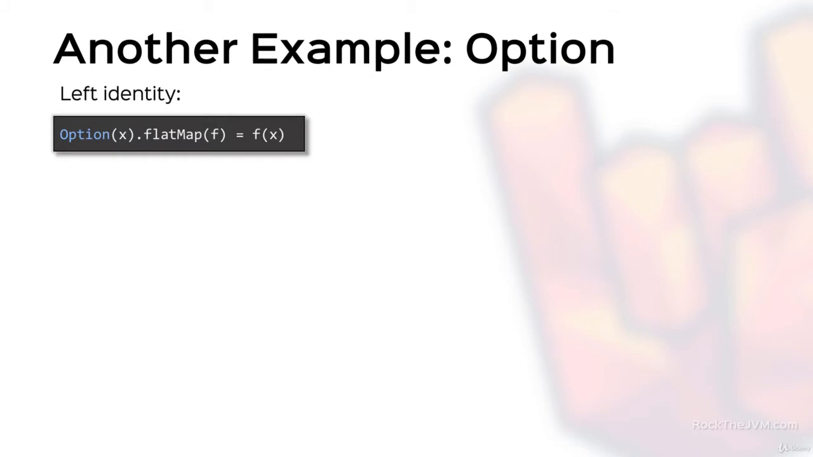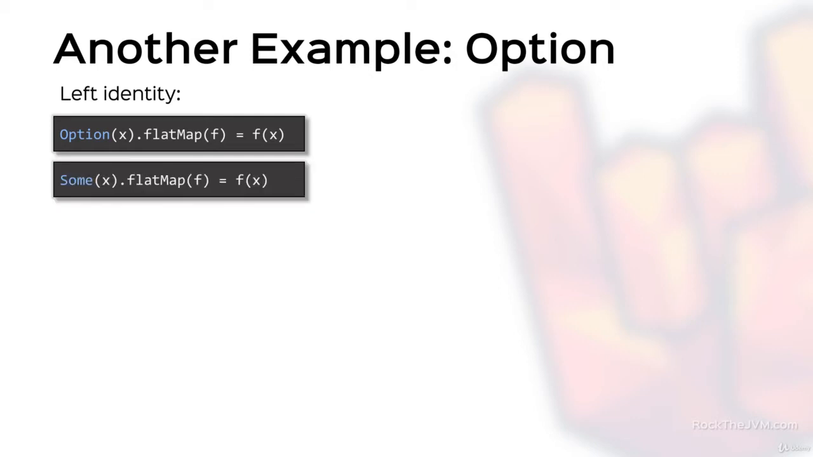If we construct an option with a non-null element and flat map it with a function, then option not null will build a sum, and flat mapping that with a function will lead to f applied to that element by the sole definition of flat map on sum. If you take a look at the implementation of sum, that's exactly what flat map actually does. All right. Go on to write identity.